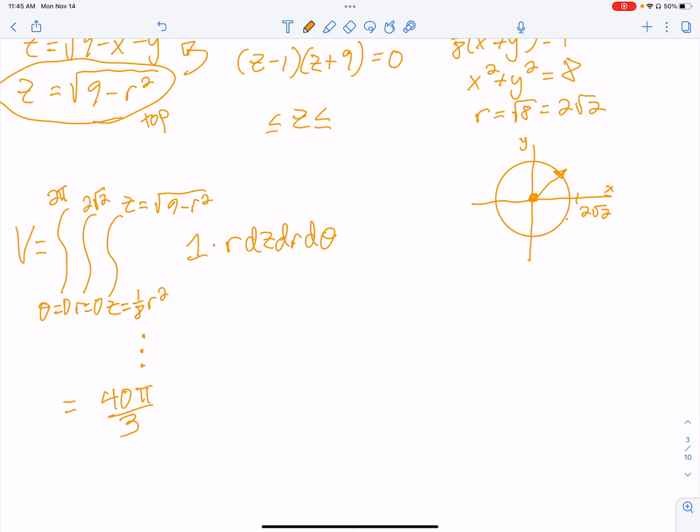All right, so this is the beginning of 14.7. We are going to, in the next video, focus on spherical. This is cylindrical coordinates.